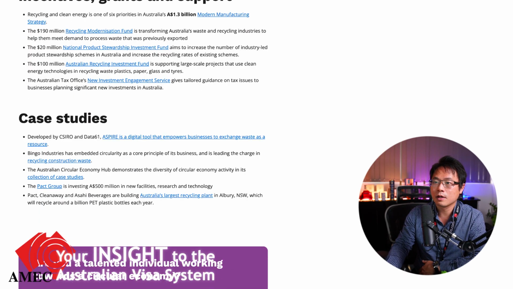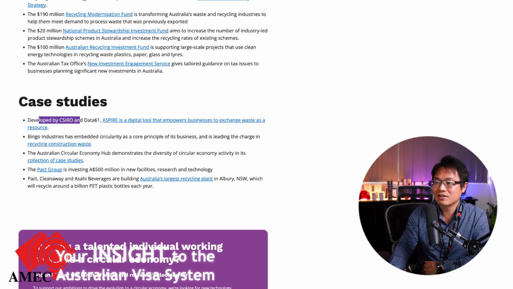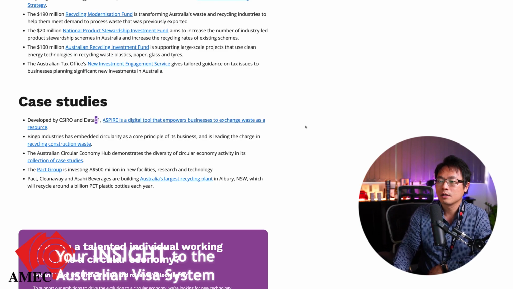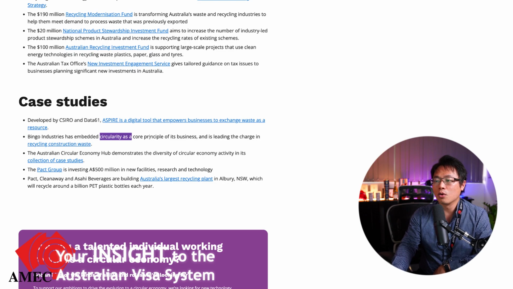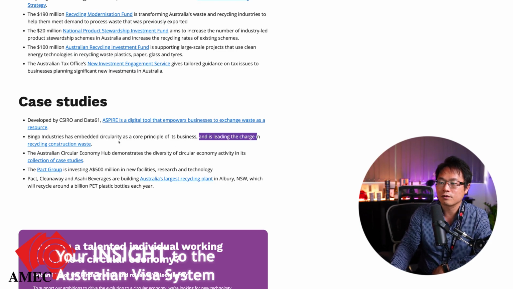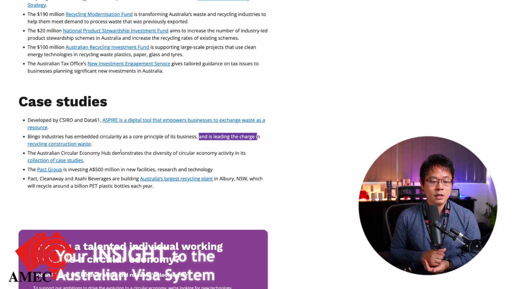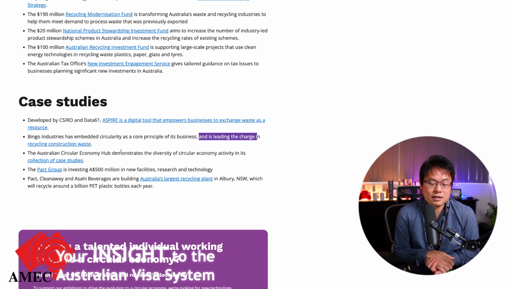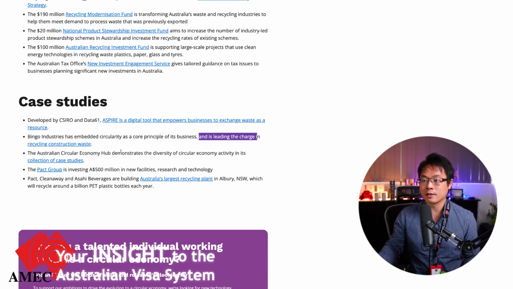So, case study. Let's have a read on this one, developed by CSIRO's Data61 as part of a digital tool to empower business to exchange waste as a resource. Well, that's good. The Bingo industry has embedded circularity as a core principle of its business. It's leading the charge in recycling construction waste. Construction waste is a lot of stuff. For example, wood, timber, what else? There's a lot of plastic, a lot of different mechanical or chemical stuff coming out of construction waste. So how can they reuse them?